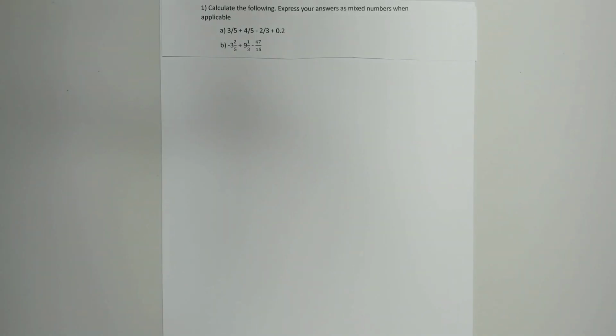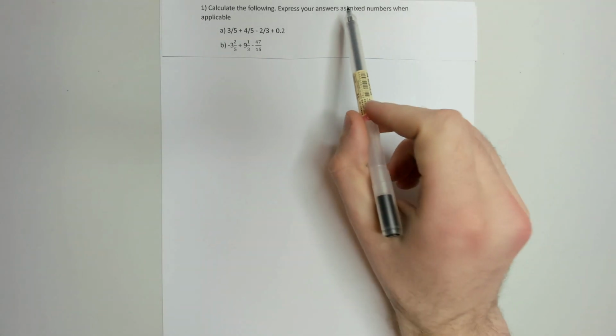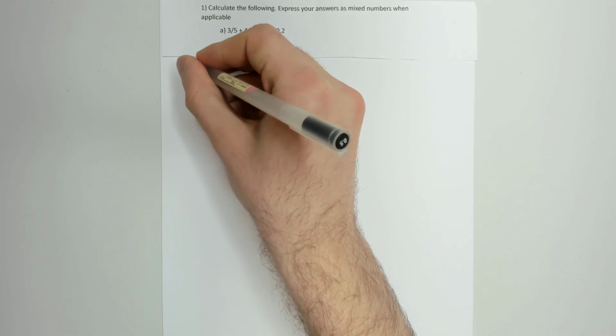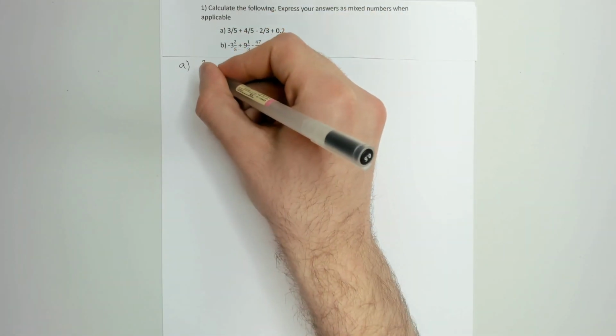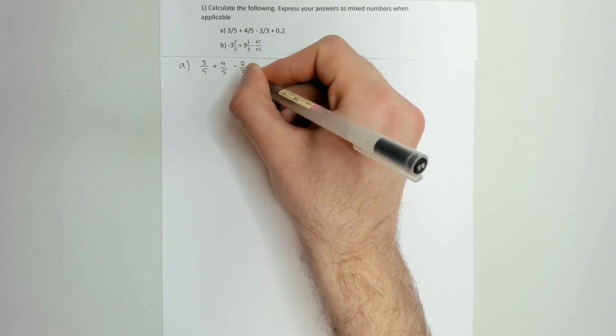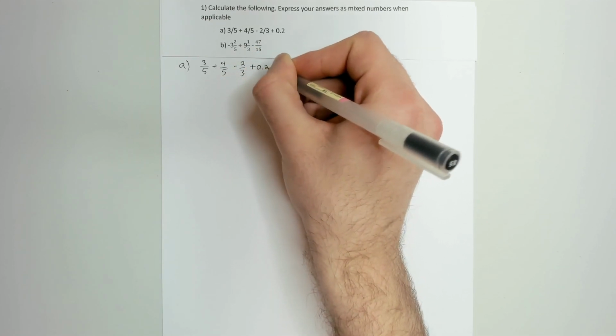Alright, so question 1 starts off with some addition and subtraction problems. It says calculate the following. Express your answer as a mixed number when applicable. Alright, so for part A, we've got 3/5 plus 4/5 minus 2/3 plus 0.2.